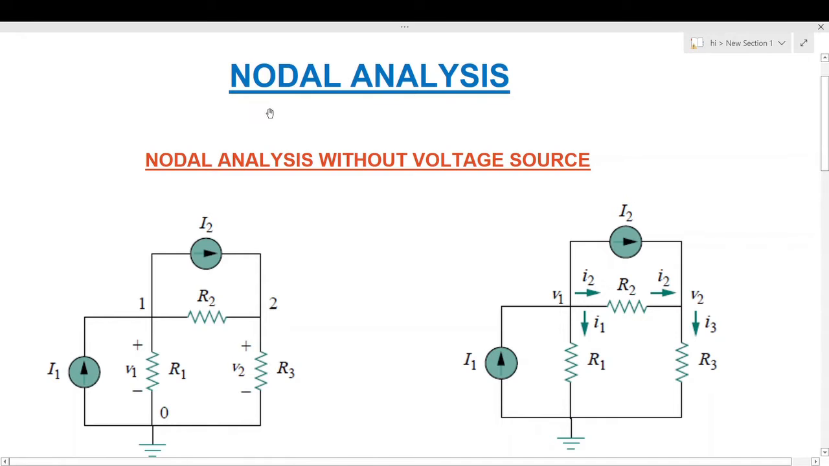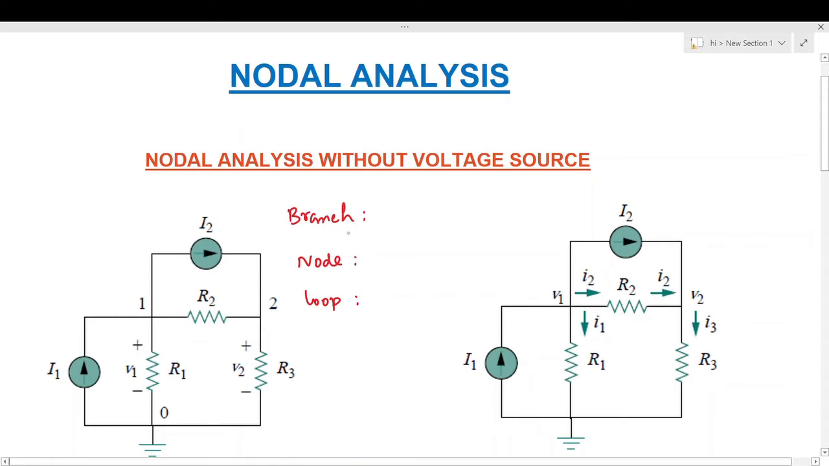In this video, we will see nodal analysis. The nodal analysis is in two steps, that is nodal analysis without voltage source and nodal analysis with voltage source. Before proceeding with this video, we need to know certain terminology, that is branch, next one is node, and next one is loop.